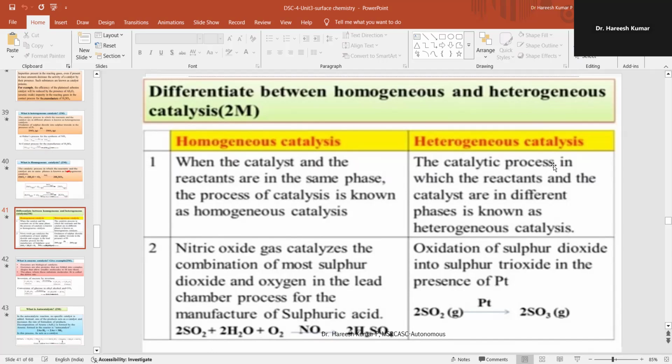So the catalytic process in which the reactants and the catalyst are in different phases is known as heterogeneous catalysis. Oxidation of sulfur dioxide into sulfur trioxide is an example of heterogeneous catalysis. Here platinum is a solid, sulfur dioxide is a gas, and these two are in different phases. The product obtained is sulfur trioxide, which is a gas.